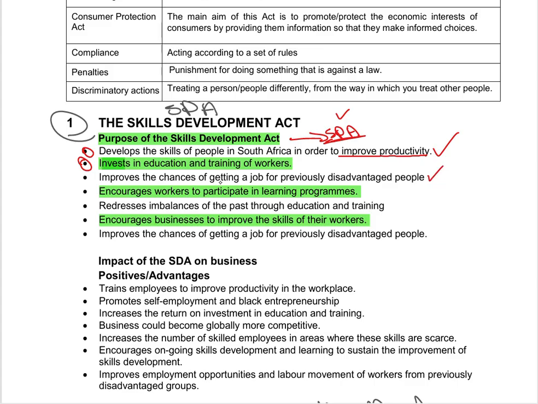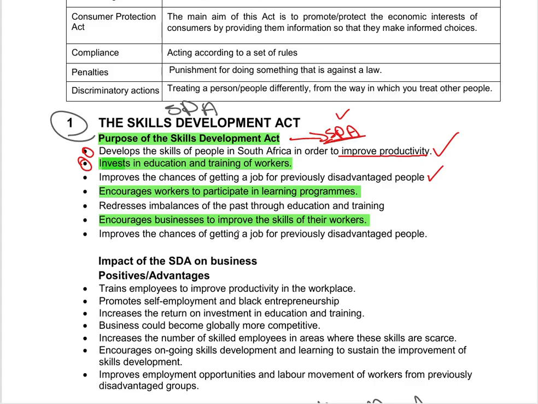Improves the chances of getting a job for previously disadvantaged people. You can take this one if you want. Then it encourages businesses to improve the skills of their workers.